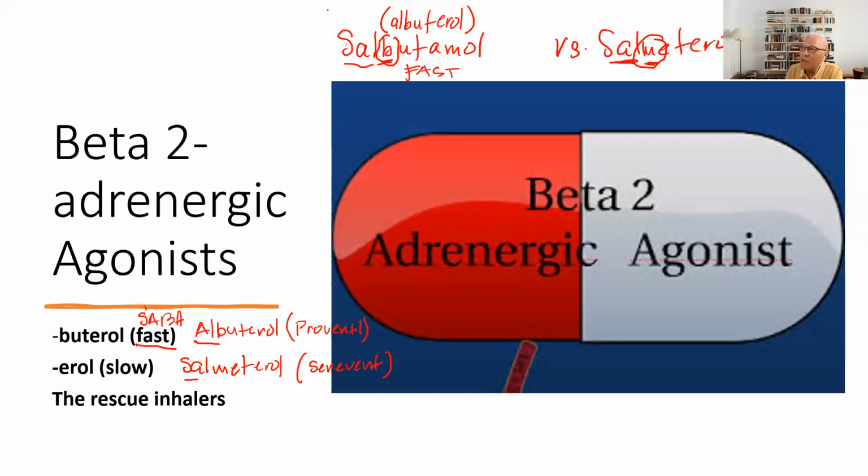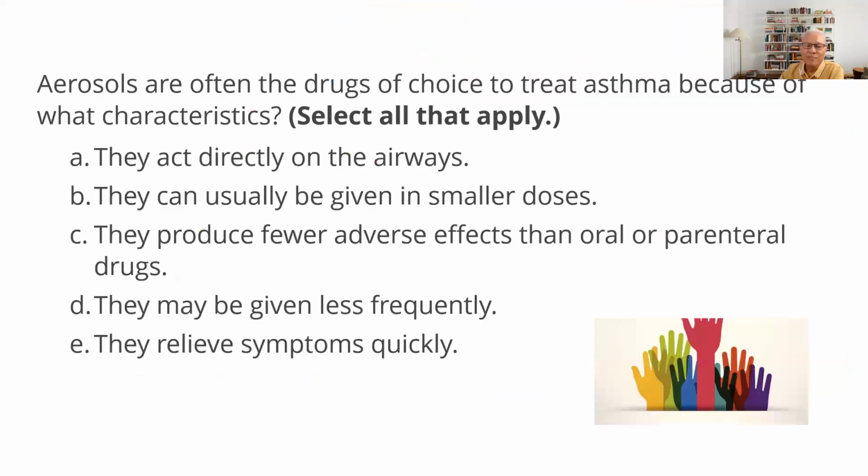So this is a SABA, salbutamol, and salmeterol is a LABA, a long-acting beta agonist. Okay, so always remember that. Don't be confused, because salbutamol is oftentimes referred to as albuterol. That's the other name. And the long-acting one is salmeterol. So to distinguish between the two, think about sal B occurring first before M, and therefore that's the fast-acting medication. Okay. All right, let's go to the first poll.